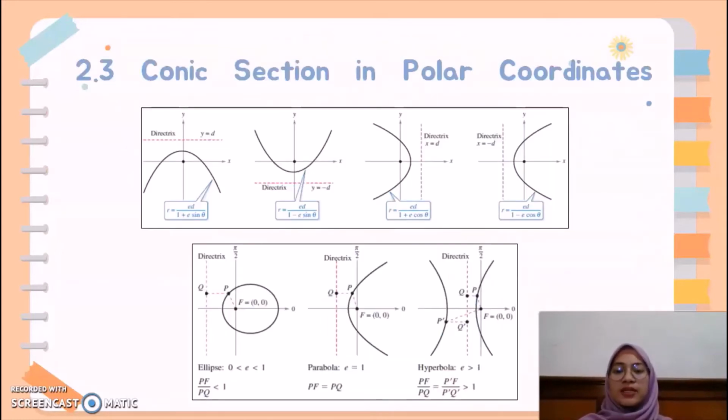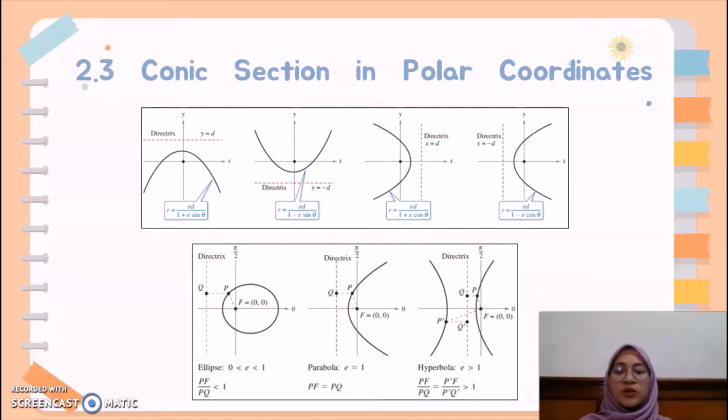The next part is the conic section in polar coordinates. The most important term that we need to know is the eccentricity value. If the value of eccentricity is between 0 and 1, the graph is an ellipse. If the eccentricity value is equal to 1, the graph is a parabola. And if the eccentricity value is greater than 1, the graph is a hyperbola. For r equals ed divided by 1 plus e sin theta, the graph opens downward.